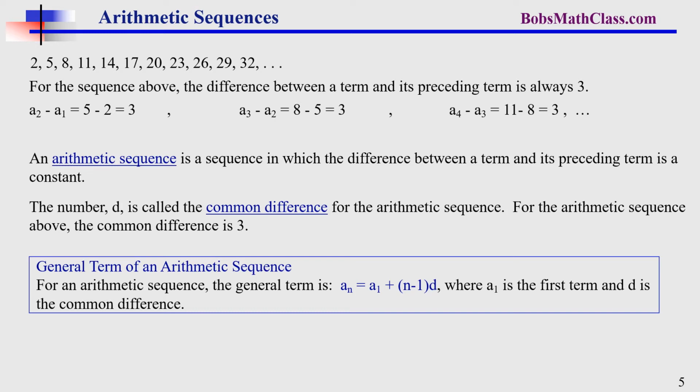So what we learned previously is how to get the terms from the formula. Now we're going to try to find out how to find the formula from the numbers. So if we have 2, 5, 8, we want to know what is the general term formula that will give us those numbers.